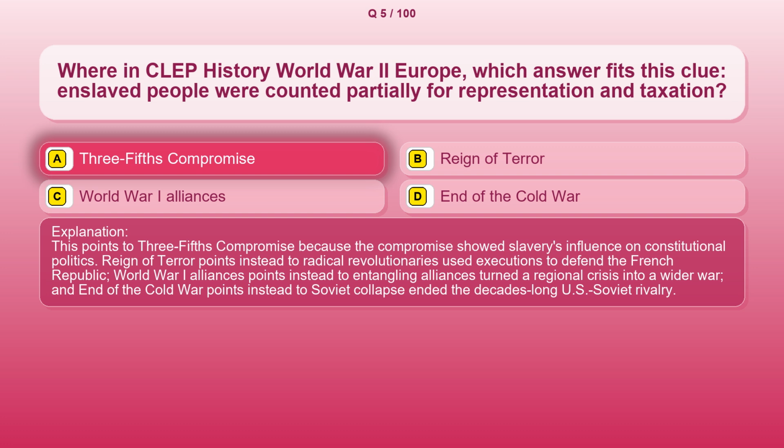Reign of Terror points instead to radical revolutionaries using executions to defend the French Republic. World War I alliances points instead to entangling alliances that turned a regional crisis into a wider war, and End of the Cold War points instead to the Soviet collapse that ended the decades-long US-Soviet rivalry.